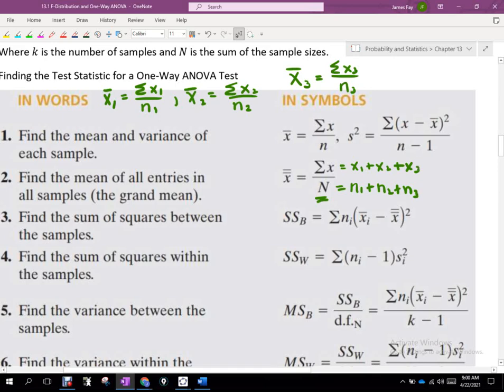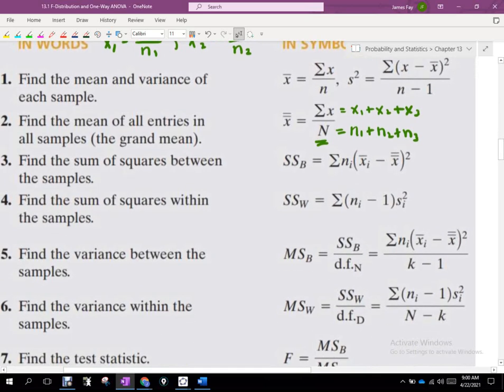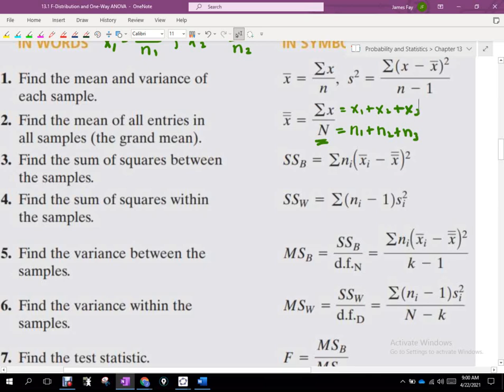Then we'll find the sum of squares within the samples, and that gives me this formula here. We'll go through it and this stuff will make a little more sense. I know there's a lot of nasty notation here, but n sub i minus 1 is the size of sample 1, or sample 2, or sample 3, subtracted by 1, and then multiplied by the variance of the corresponding sample. That's SSW.